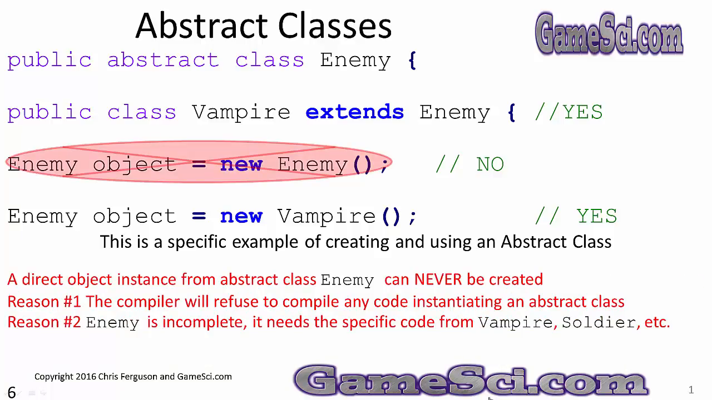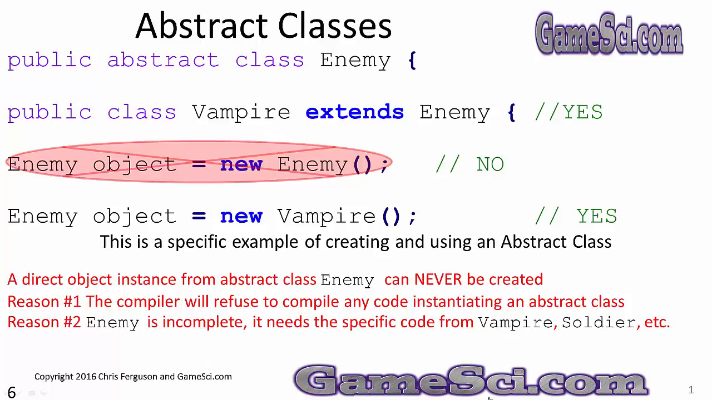Now that Enemy is an abstract class, what don't we do with it? A direct object instance from abstract class Enemy can never be created. Do not do this. This is an example of what not to do. Reason number 1. The compiler will refuse to compile any code instantiating an abstract class. This line of code would light up in red and refuse to compile if you tried to create an object out of class Enemy. Reason number 2, Enemy is incomplete. It needs specific code from Vampire, Soldier, etc. in order to be a complete object. So we're not allowed to build objects out of abstract classes.